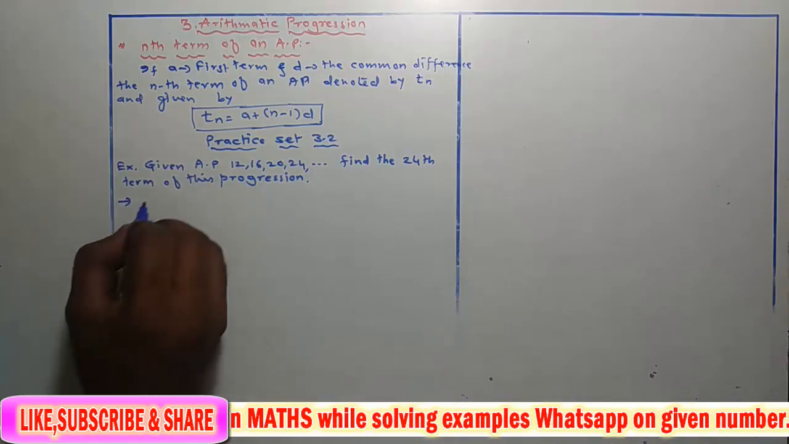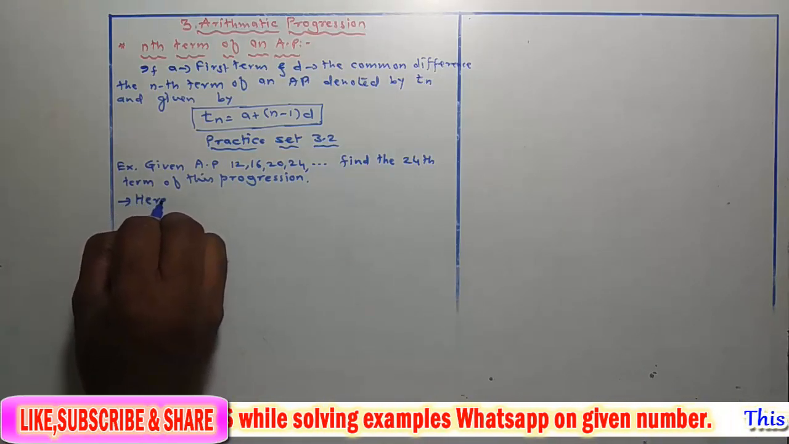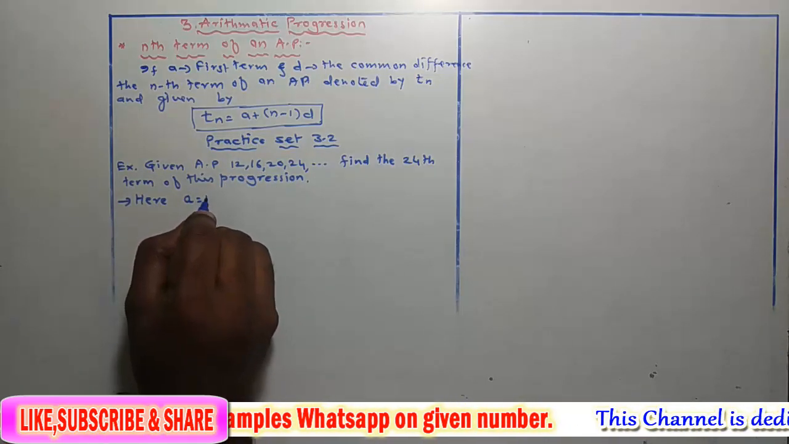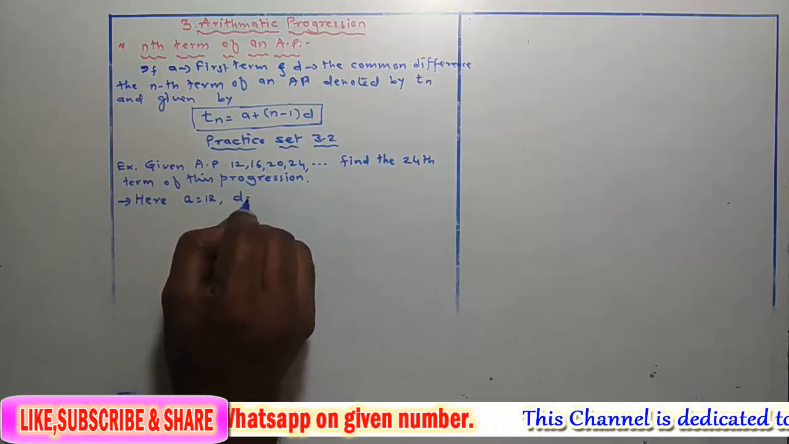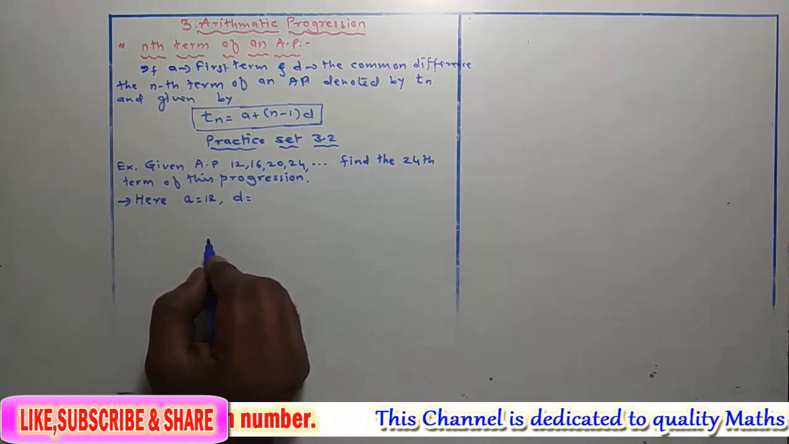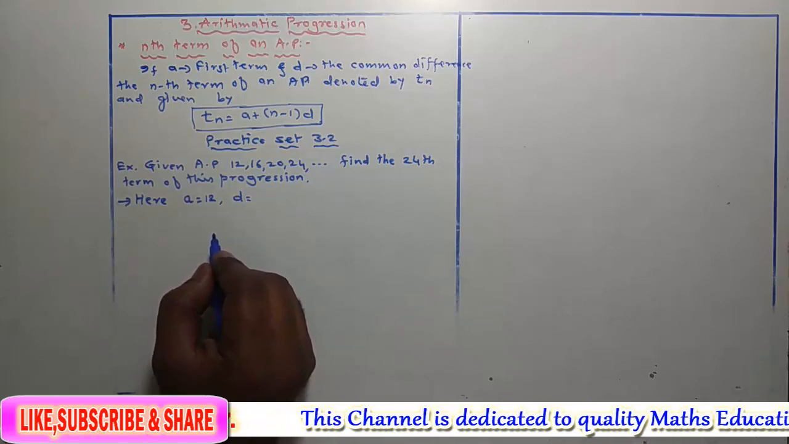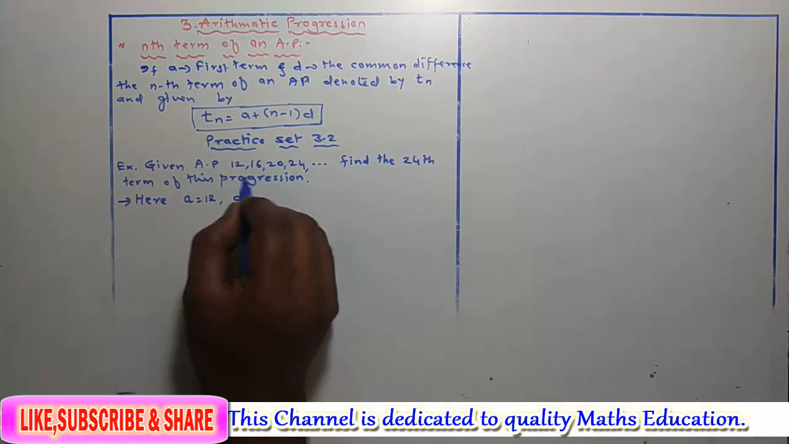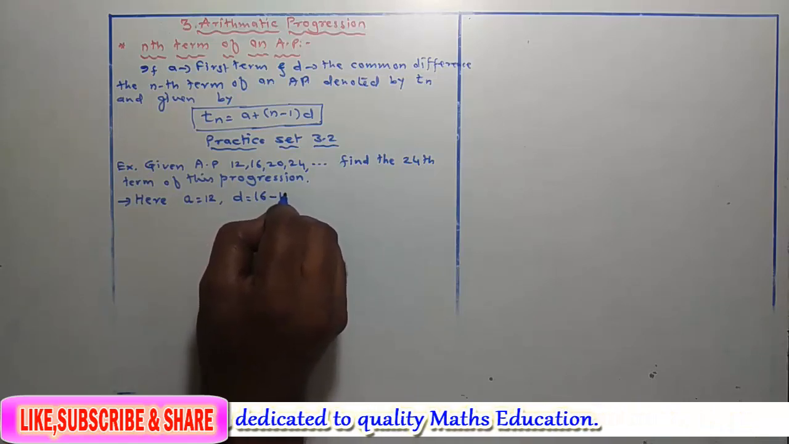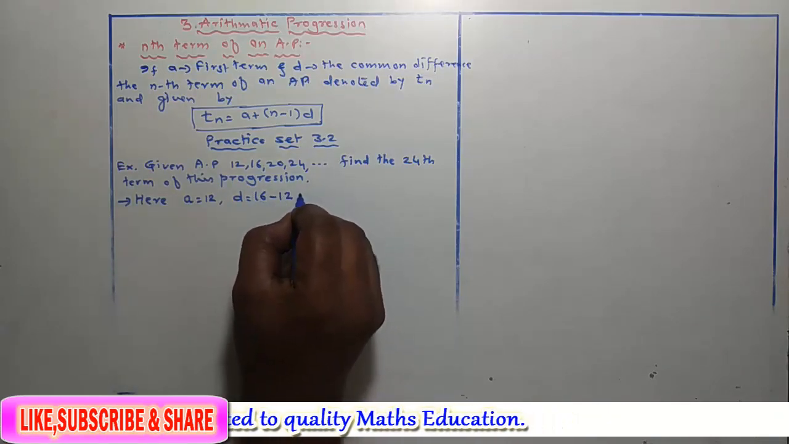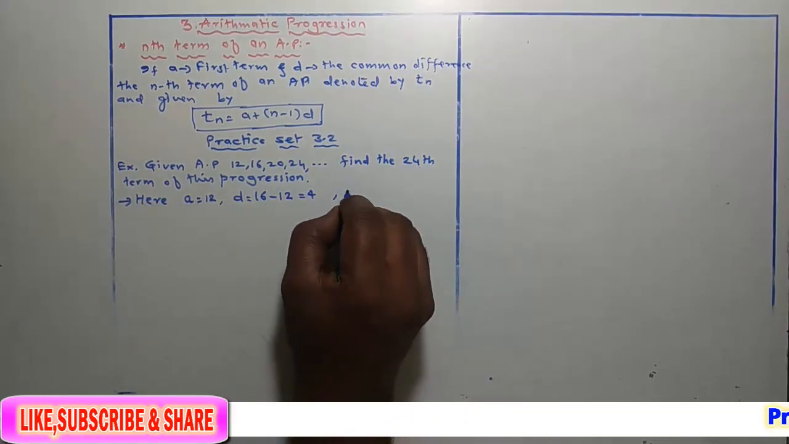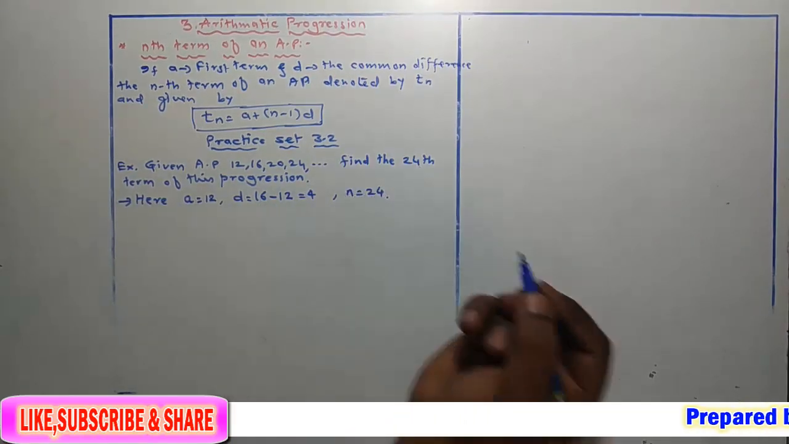So we start the solution like this. Here A, what is A? The first term is 12. D, the common difference, how do we calculate it? In yesterday's video we studied how to find the difference between two terms of an AP. From the second term we subtract the first one. So 16 minus 12 is equal to 4, and we have to find the 24th term, so here we take n is equal to 24.